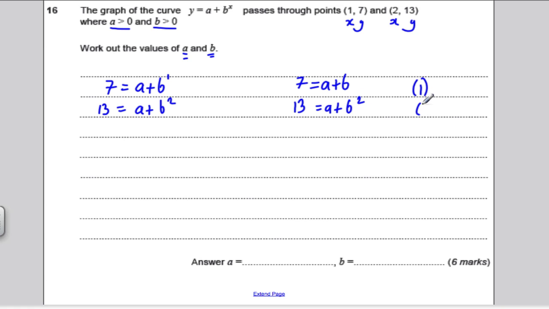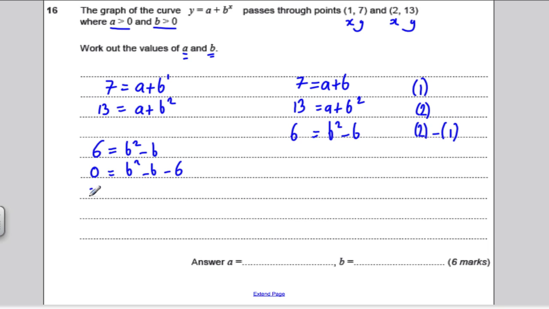We've got 2 equations here, 1 and 2. If we took equation 2 and subtracted equation 1, it would eliminate the a's. I would get 13 take away 7, which is 6, a take away a is nothing, and b squared take away b. Now there's a quadratic in terms of b. To solve it, make it equal 0. So subtract 6 from both sides. I'll do this working here. We'll start 6 equals b squared minus b. So the next line will be 0 is b squared minus b minus 6.